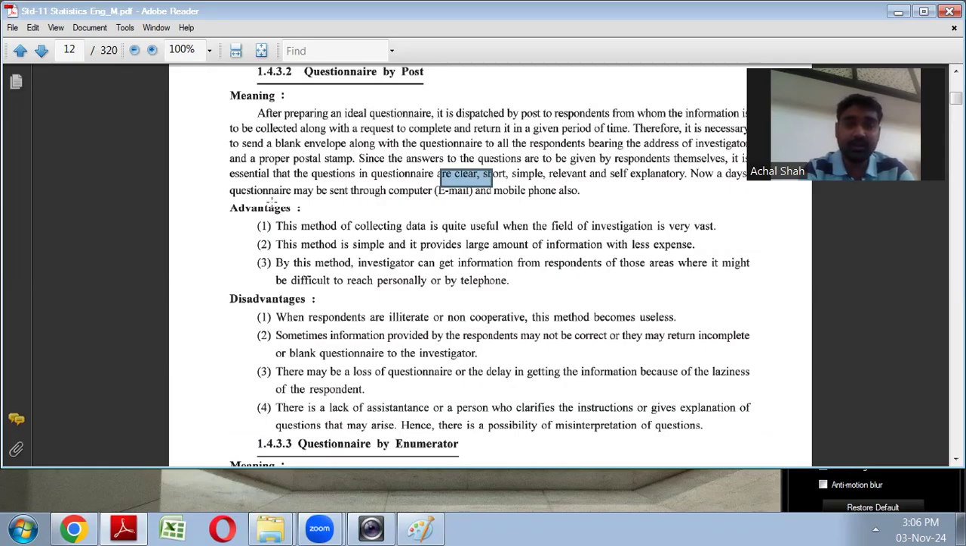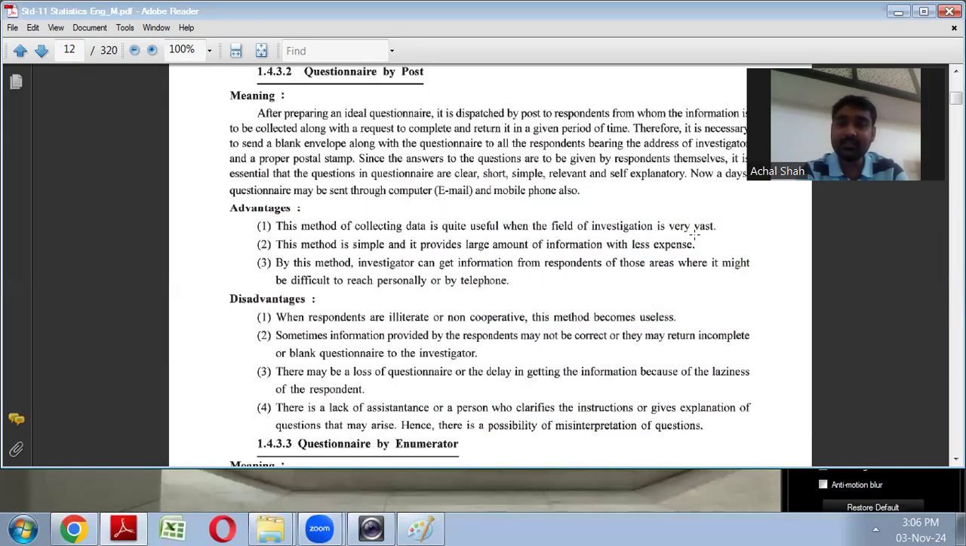Now, what are the advantages of this method? When your investigation field is very vast, if you have to collect information from a large number of people, your field of survey is very wide, then in that case, this method is quite useful because it is not possible for you to go personally and visit every respondent and get the answer. So in that case, this method is quite useful.